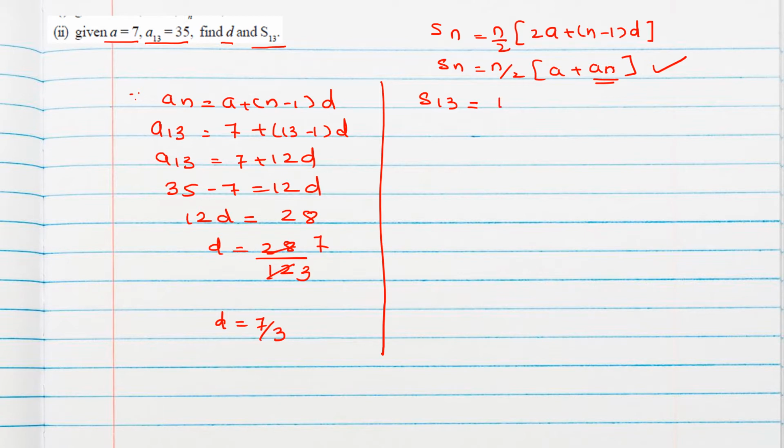So n is 13 by 2, a is 7 given, and an is 35. So 13 by 2 times (35 plus 7), which gives 42. So from 2 we can cancel. So 13 ones are 13, and then 13 twos are 26 and 1 carried gives 27. So 273 is the answer.